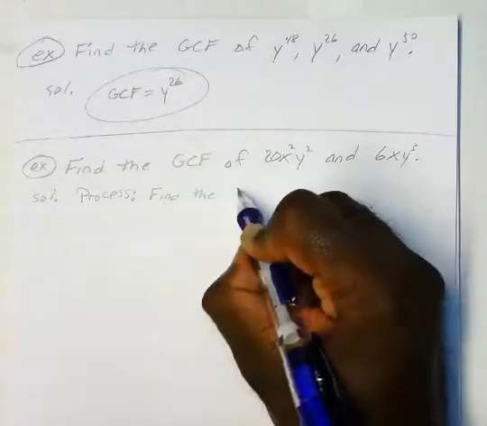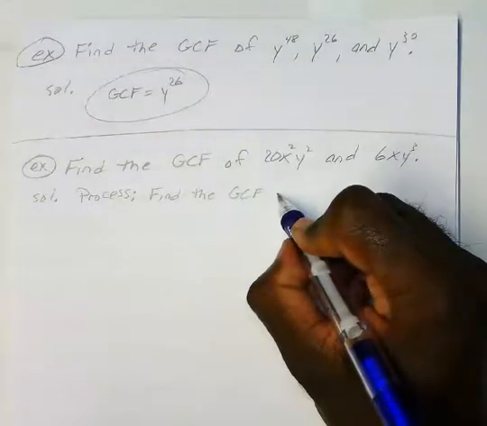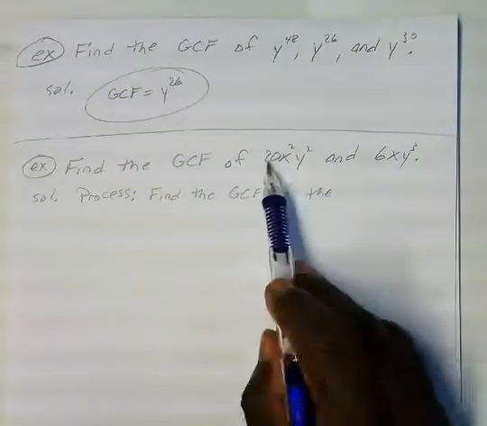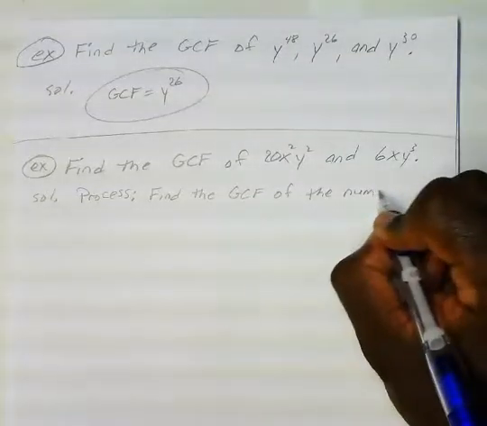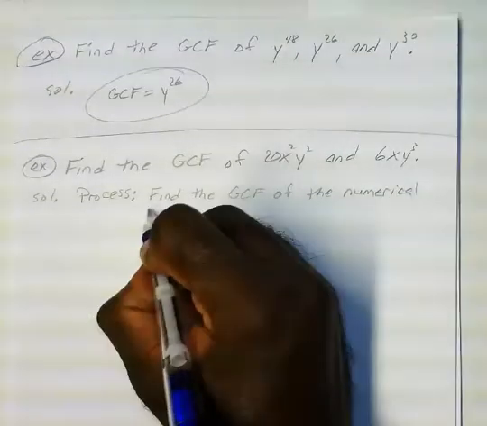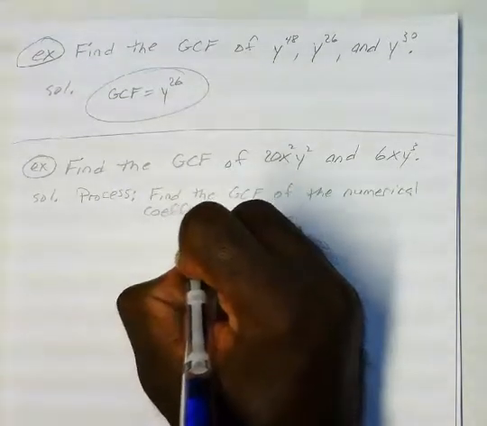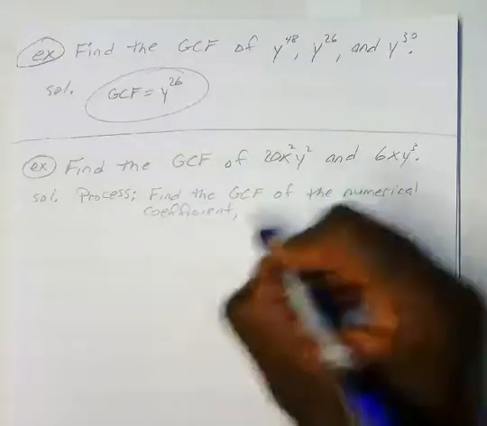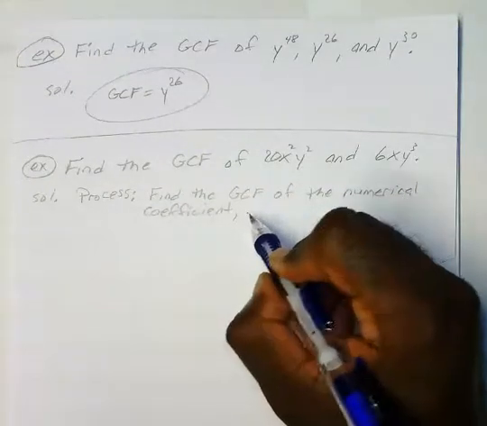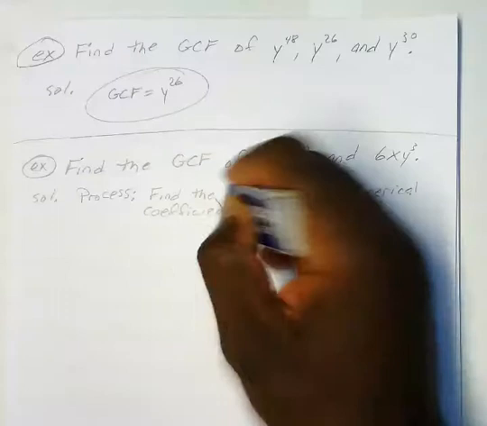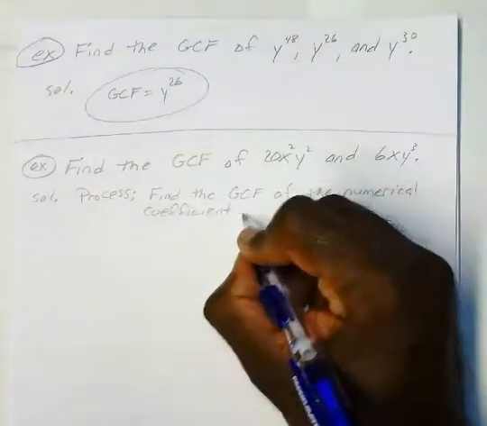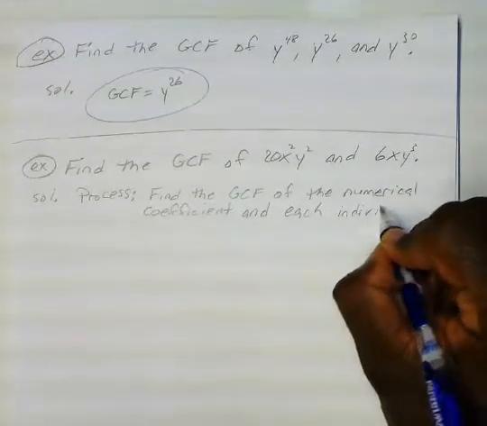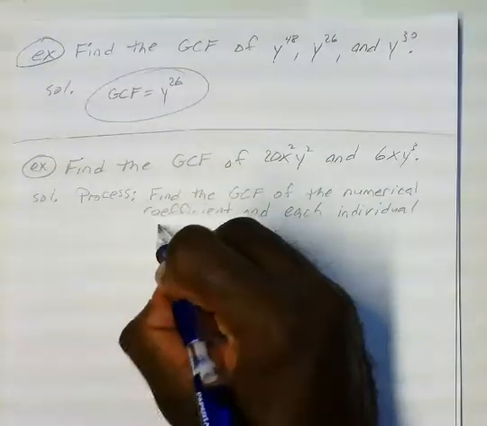Find the greatest common factor of the, remember you have the numerical coefficient, which is just a fancy way to say the number part of the term. So numerical coefficient and each individual variable.